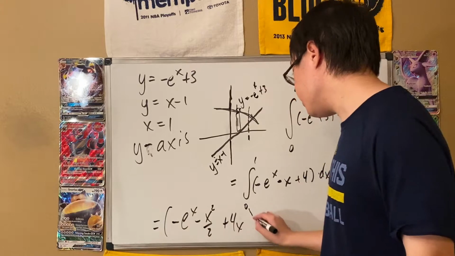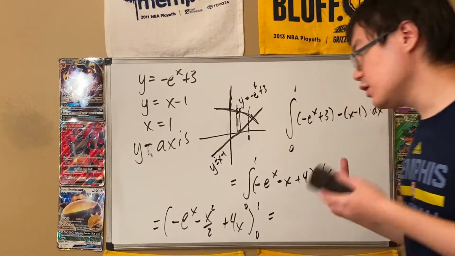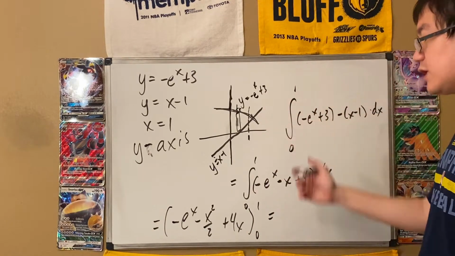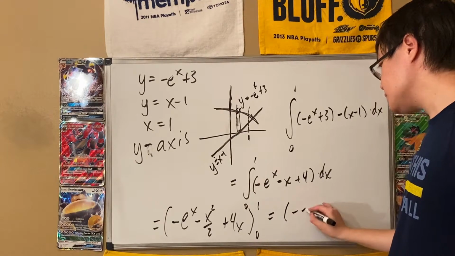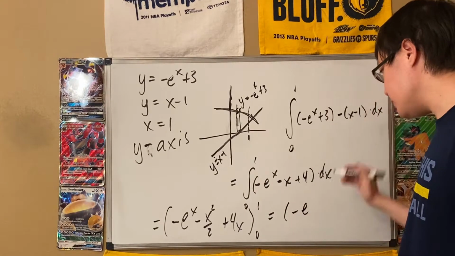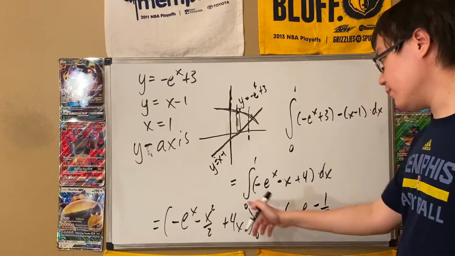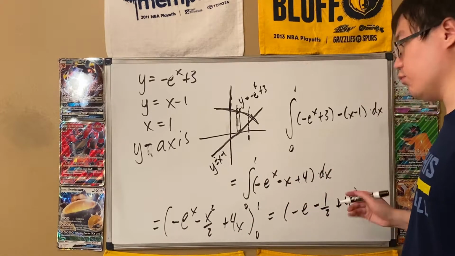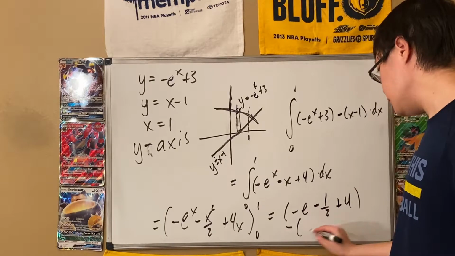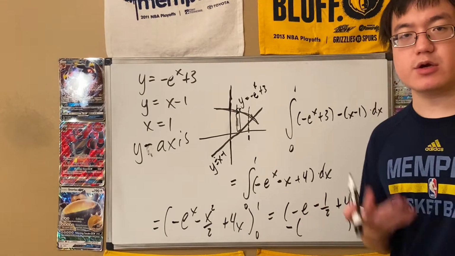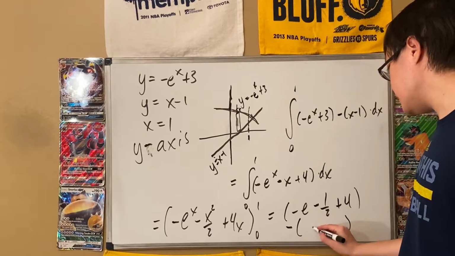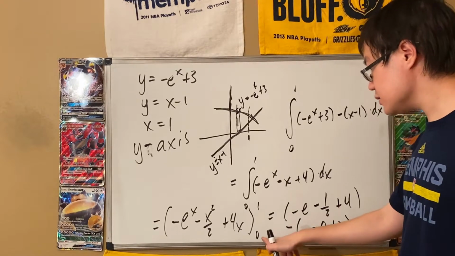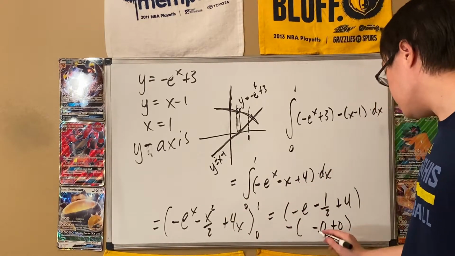Then we're going to do the fundamental theorem of calculus, plug in top minus bottom. Again, this work isn't as important as just setting this up, but it's going to be minus e, looks like minus 1/2, because e to the 1 is e. And then when you plug in 1, it's going to be plus 4. And then just be careful, sometimes when you plug in 0, you're not going to just get 0. So in this case, that seems to be the case, because when we plug in 0, we'll get minus 1.